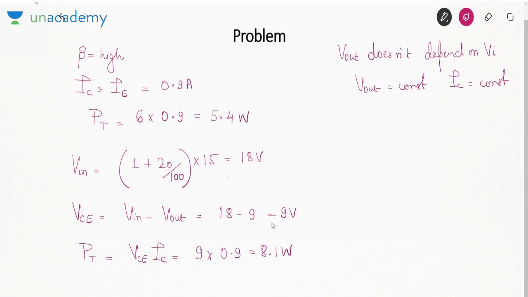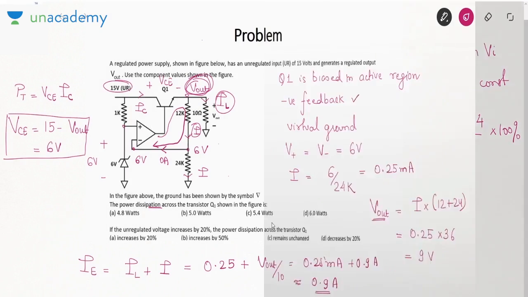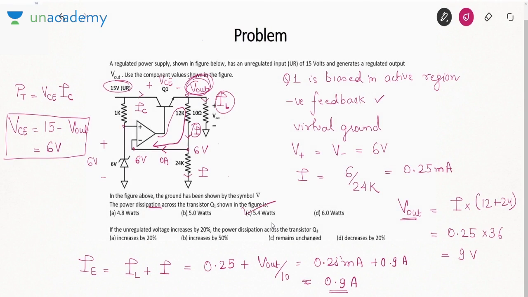But it is asking for the percentage increase in power dissipation. Now the power dissipation is 8.1, earlier it was 5.4. So the percentage increase is new minus old upon old, that is 50%. So the percentage increase in power dissipation is 50%. So what will be the answer? 5.4 and increases by 50%.